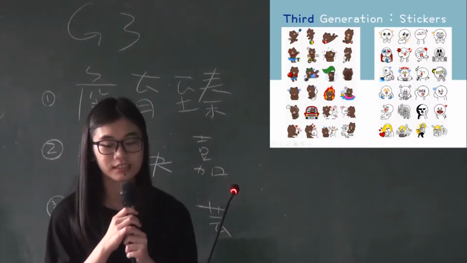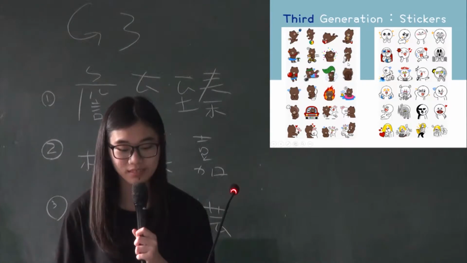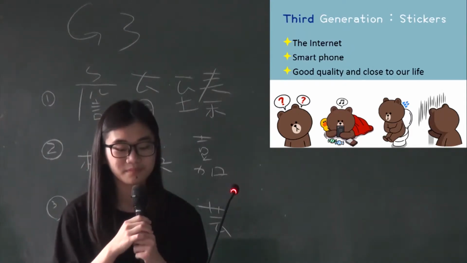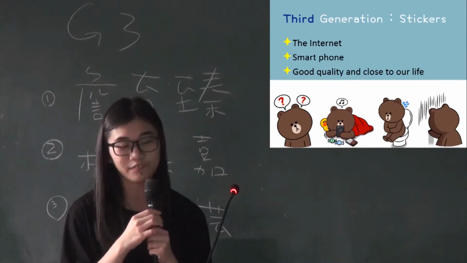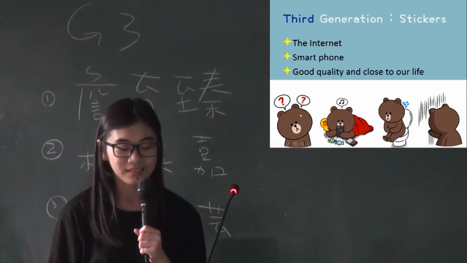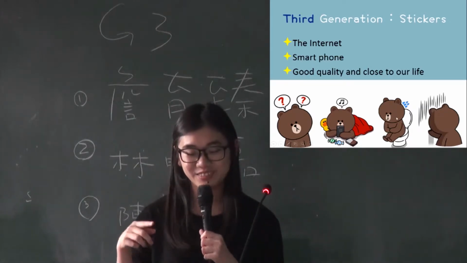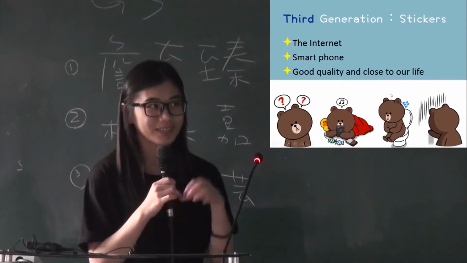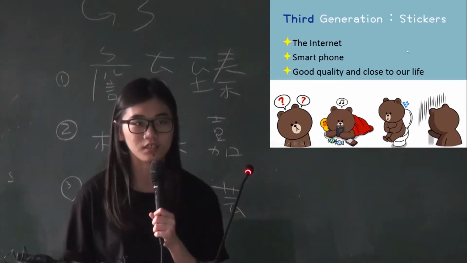And the third generation is called stickers, like Line stickers, Brown and Cony. In this stage, the internet and smartphones are very popular, and the stickers have good quality, are really interesting and very vivid, and really close to our life. If you are confused, you can choose a picture to send to your friends. If you are on a toilet, you can send just one picture to your friends. And I think in this stage, stickers not only show emotion, but also express behavior.